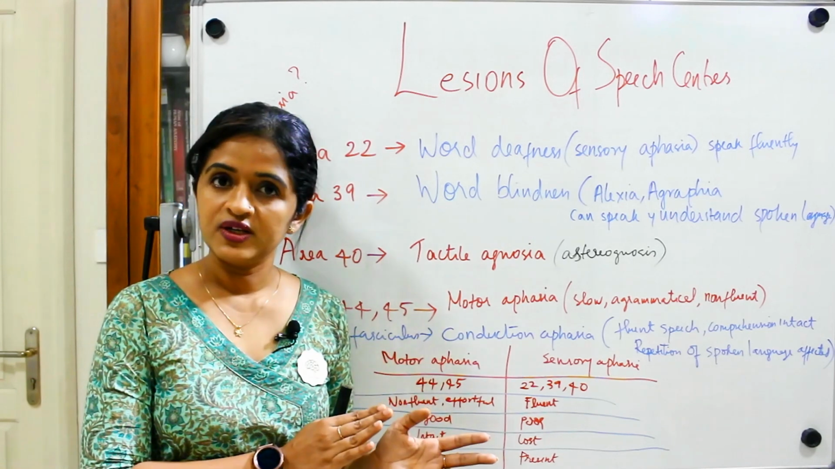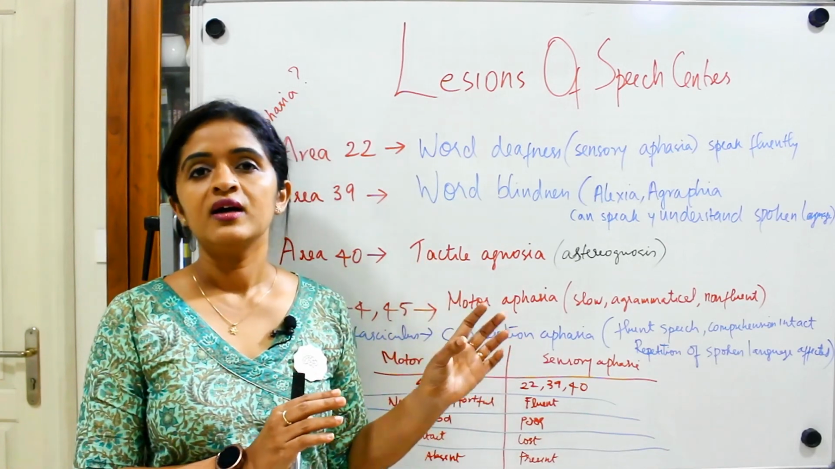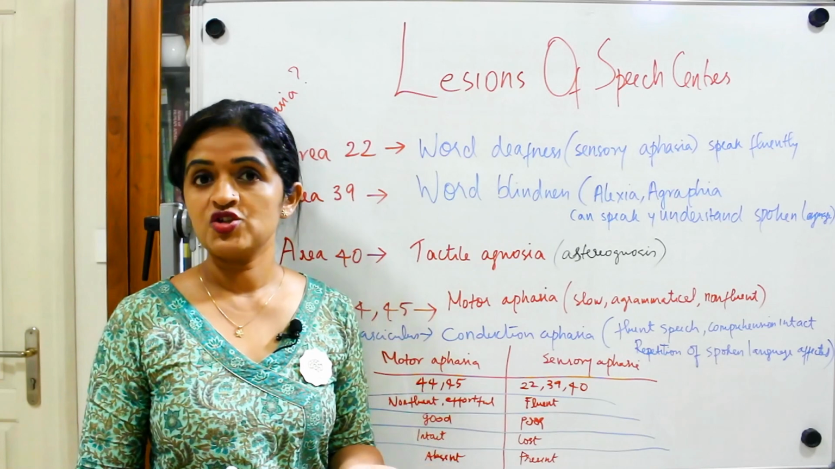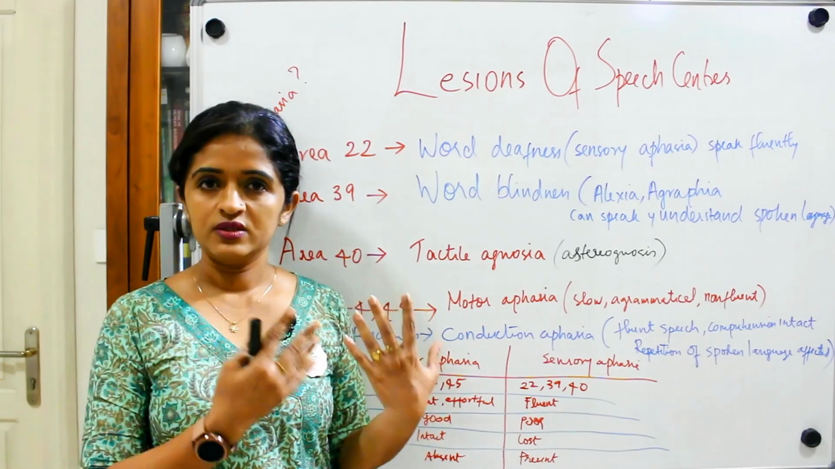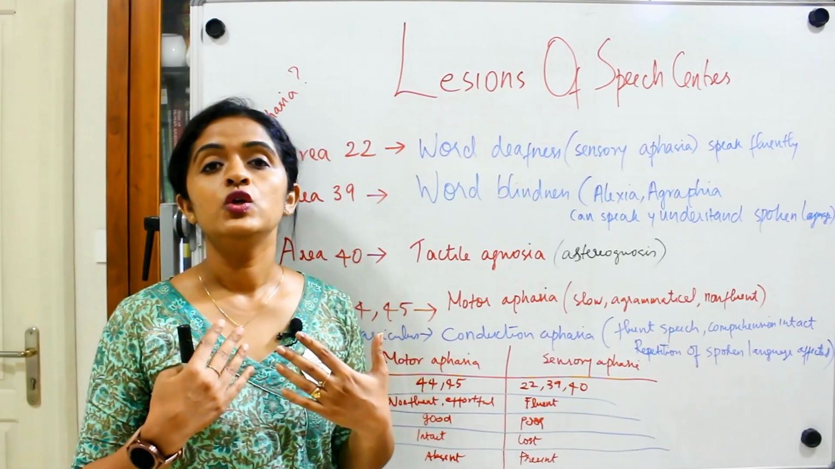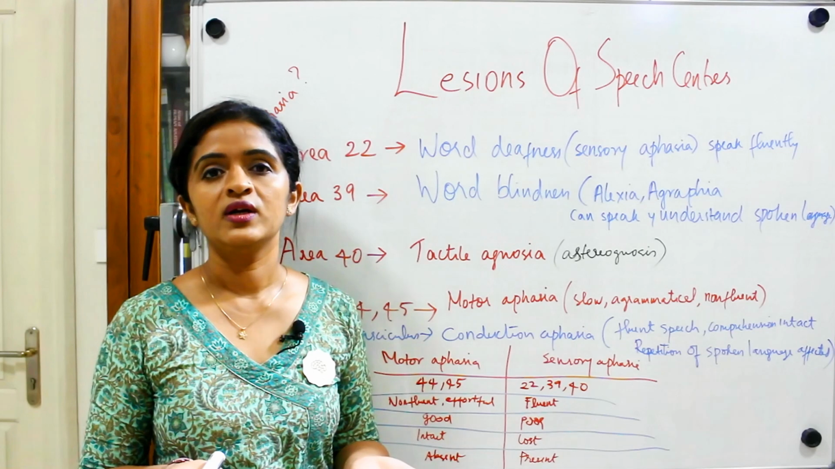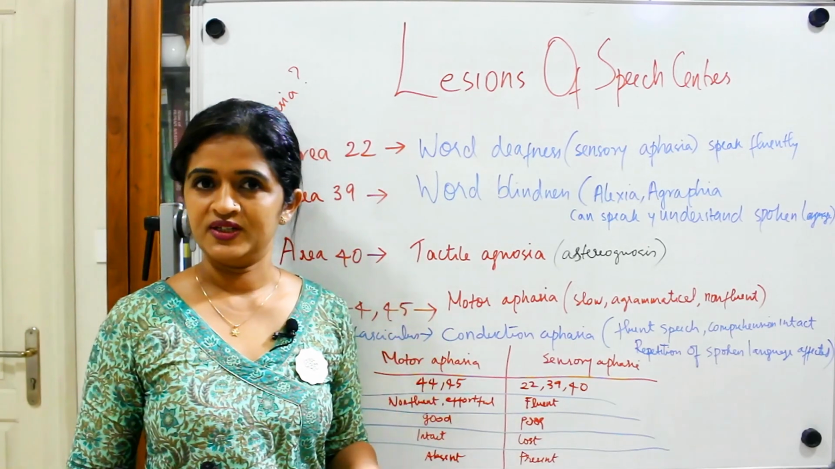And in motor aphasia, there is a lesion in the motor speech area which controls the production of sound with the help of the lips, larynx, pharynx, etc. So if there is a lesion in the motor speech area, that results in motor aphasia, and you won't be able to speak it out, but your ability to understand everything will be perfect.